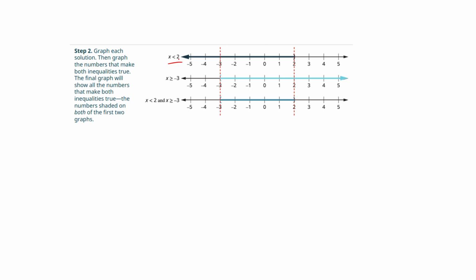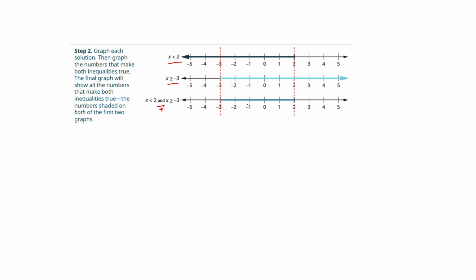So one solution said we want the x's less than 2. So that's a parenthesis, and it's going down toward the negative numbers. This one is greater than or equal to -3. So I've got a bracket, and I've got the arrow going up. Okay, now what we need, because it's an "and," is we are only happy with the values that make both of them true at the same time.